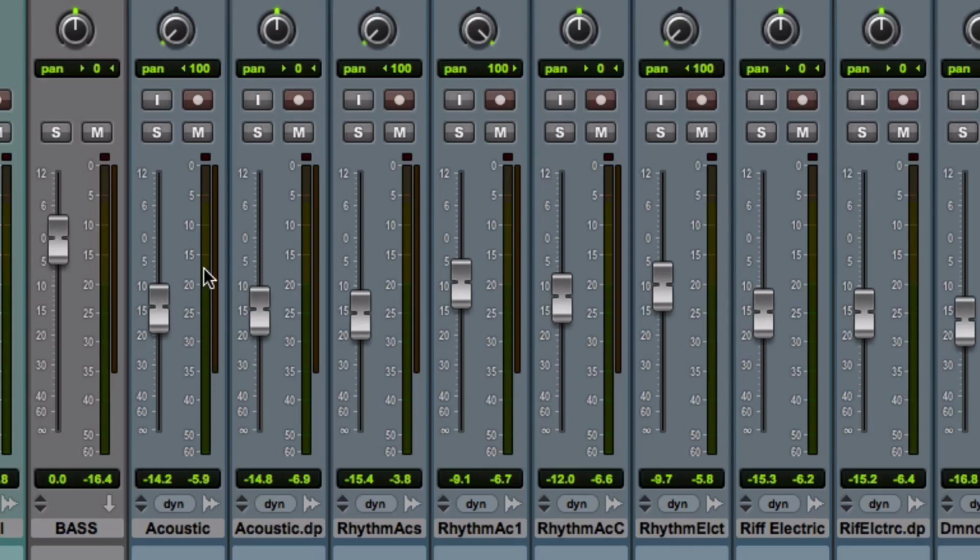When your volume gets all the way up here to zero, that is the end. That is now digital clipping. That is the ceiling, as it were. So every number is going to be measured in a minus below zero, right? Minus 5 would be here, minus 10 would be here, minus 15, and so on.